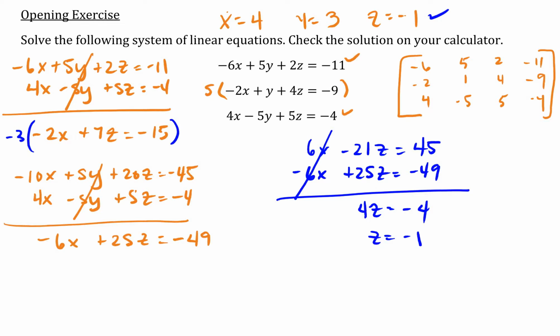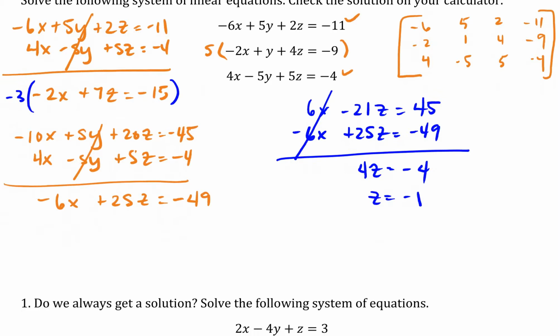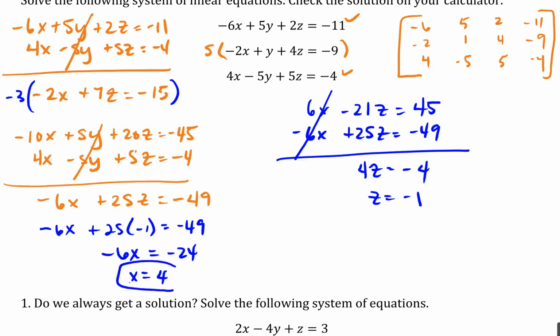Now that I know z, I can plug z back in. So I have -6x plus 25 times -1 equals -49. The nice thing also about knowing the answers, I already know x should be 4. So if I don't get 4 here, I fudge something with one of the numbers or signs or something like that. So I get negative 6x equals negative 24, or x equals positive 4, which is good. So I'm on my way.